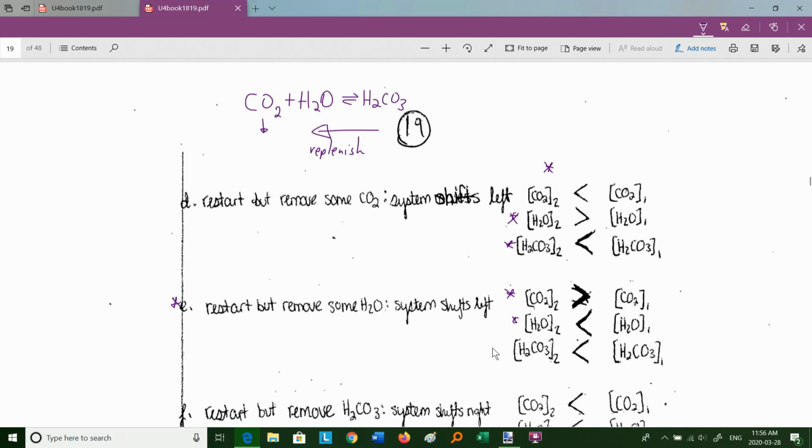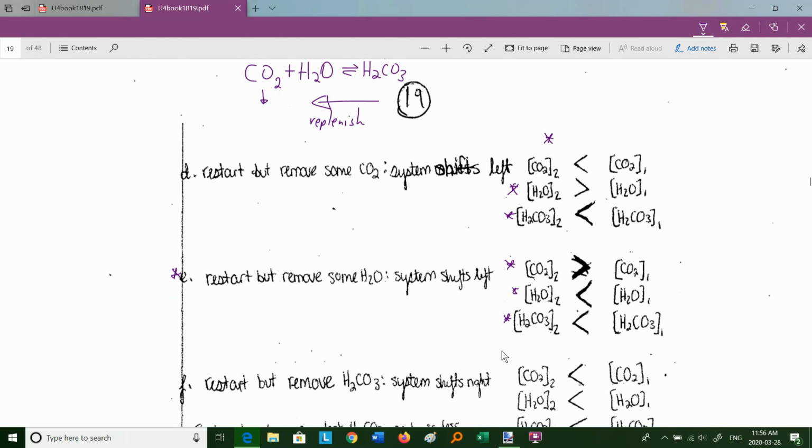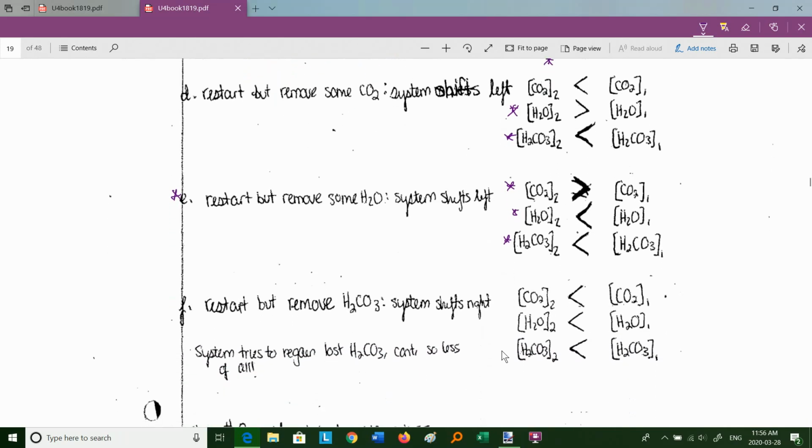Can't regain all my past glory. And the H2CO3, the second one, is less, so it goes to the left. So all of those are correct. Okay?